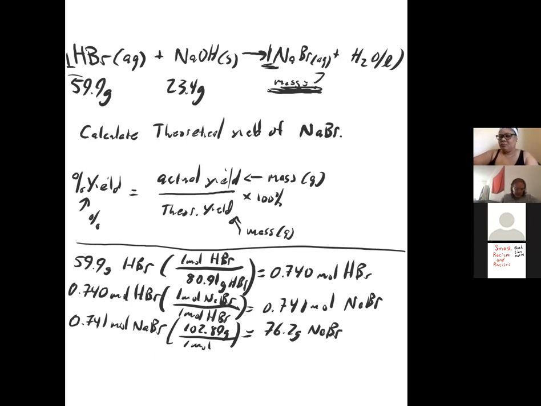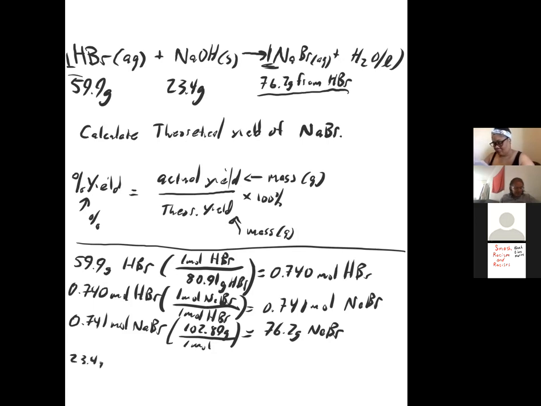Okay, so what I'm going to do is I'm going to come over here and write this down. 76.2 grams from the HBr. Okay, so we don't know whether that's the answer yet because it could be that HBr is the excess reactant. The theoretical yield of the product is from the limiting reactant, so we don't know which one's limiting yet. So let's do the other reactant.